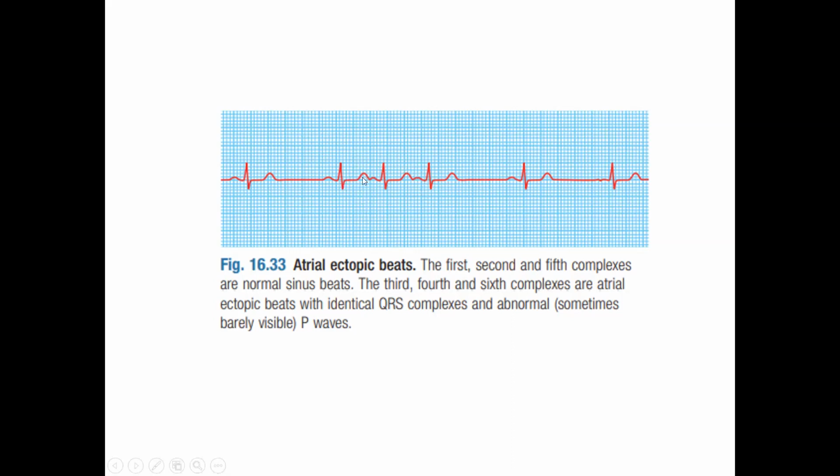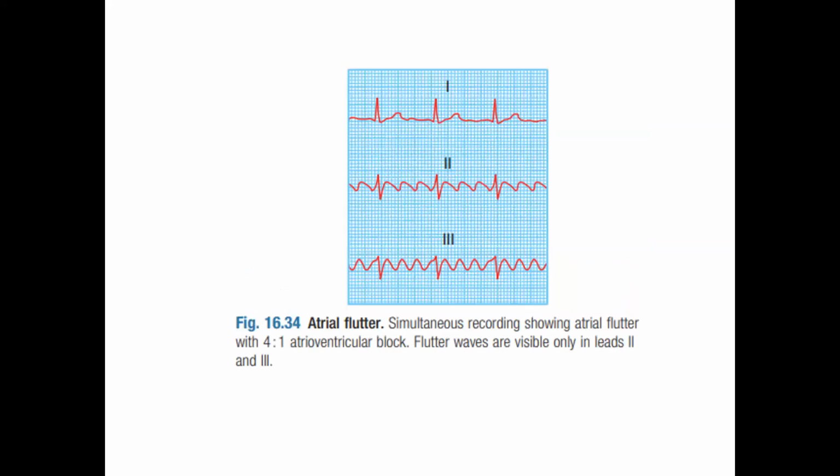Additional 2 beats are there with an abnormal P wave. So this is an atrial ectopic beat. That is, the atrial musculature starts beating apart from the normal conduction of impulse. Next important thing which is in concern with the atrial musculature is atrial flutter.